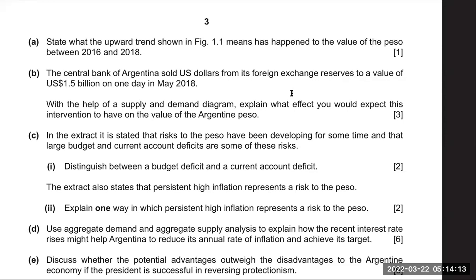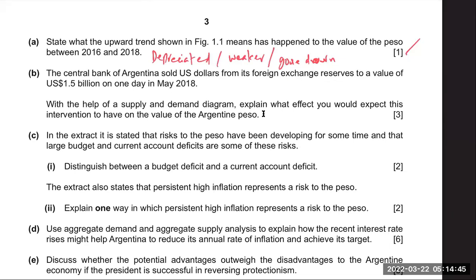So exactly, guys. The first point that you look at is a 1 mark question. We can say the peso has become weaker, or the peso has depreciated, or has gone down in value. All of these terms you can say. So you get 1 mark for this. The value has fallen.